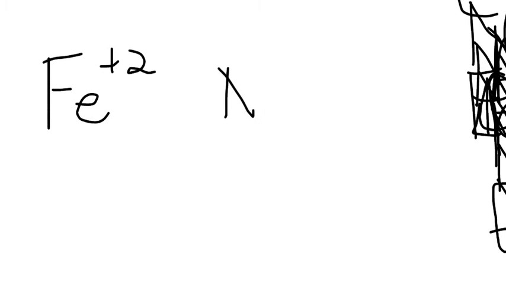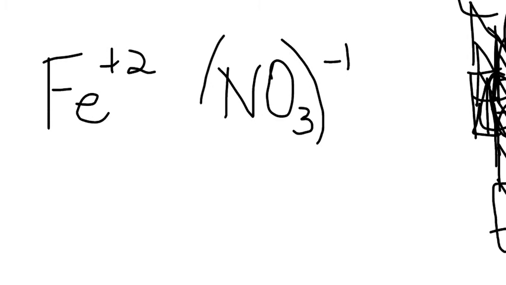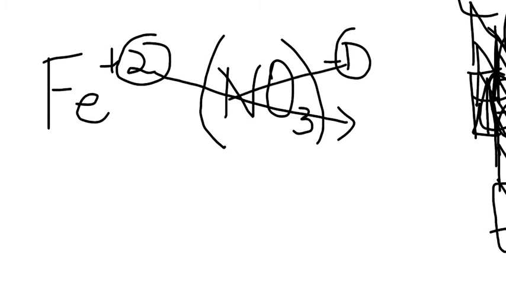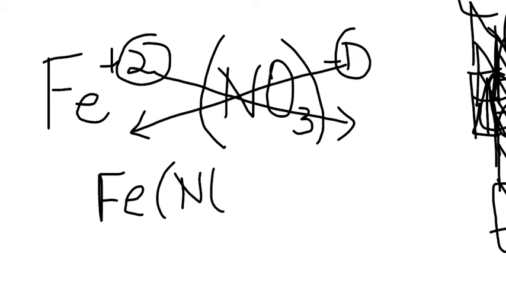Now let's try a polyatomic ion with iron 2. Remember, that whole polyatomic ion, that charge applies to the whole thing. So when I bring this 2 down, I have to bring it outside those parentheses. 1 iron, 2 nitrates. I want you to continue practicing in class using the crisscross method.